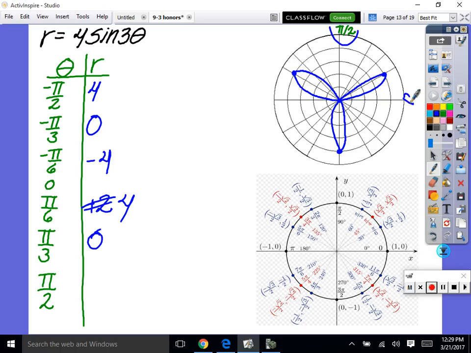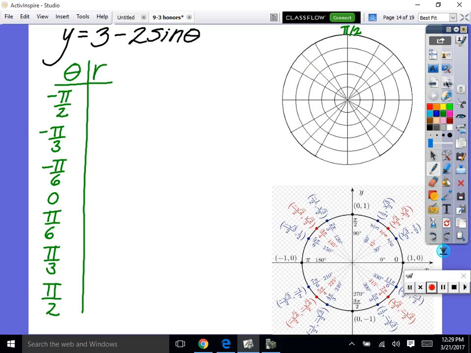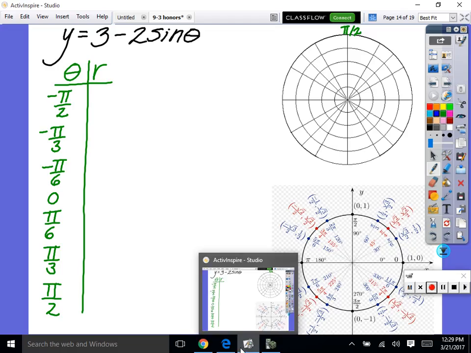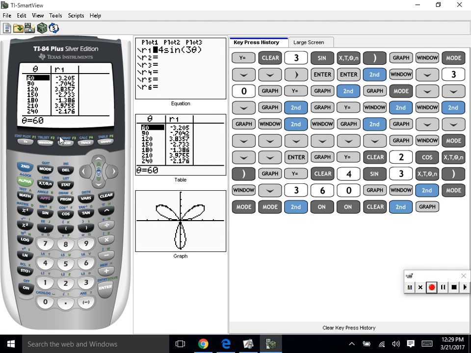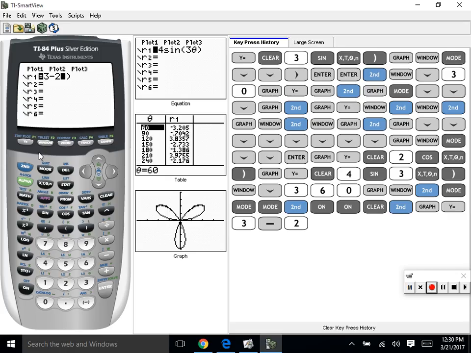Yep, cosine's over the polar. Okay, cool. Let's do this one. Graph it, give me some points. So, 3 minus 2 sine theta. And then you can look at your little thing to see what kind of graph we're talking.